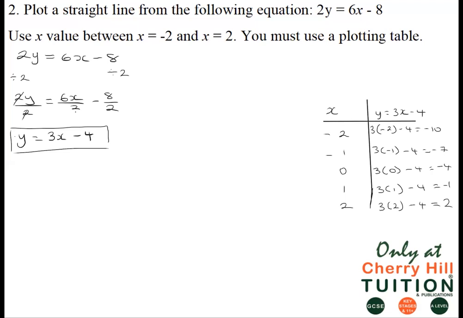Okay, so let's just write down all of our coordinates to make it a little bit easier. We have minus 2 and minus 10. We have minus 1 and minus 7. We have 0 and minus 4. We have 1 and minus 1. And we have 2 and 2. And now we just need to plot these.